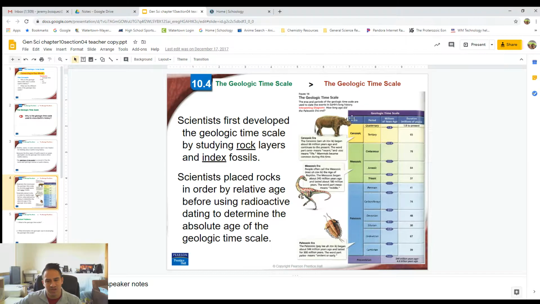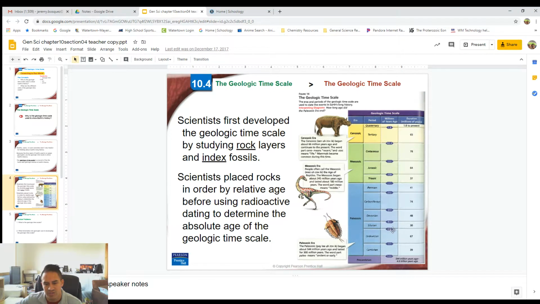So this is an image here of the geologic time scale, and this was first developed by studying rock layers and index fossils. Okay, so it's broken up into eras, which are these longer sections of time here, and then periods, which are shorter, and then even below periods, there's epochs and other units. But we're primarily going to be talking about eras and periods. Eons are even longer than eras.